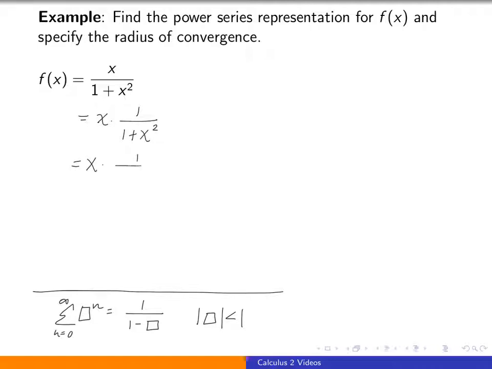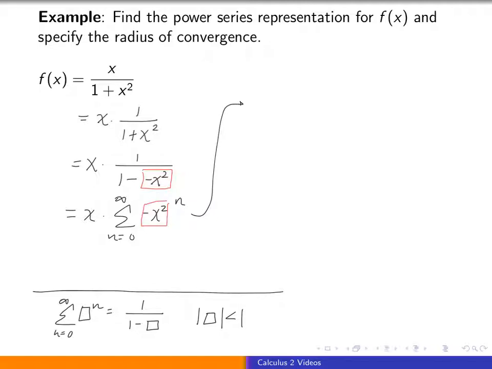We can write this as 1 over 1 minus negative x squared, because minus a minus is a positive. And now specifically, the 1 over 1 minus negative x squared is in the desired form, and the negative x squared is the quantity that goes into the blank. So in terms of a power series, we can represent this as the sum from n equals 0 to infinity of negative x squared raised to the nth power, where that negative x squared is what we are plugging into that blank.